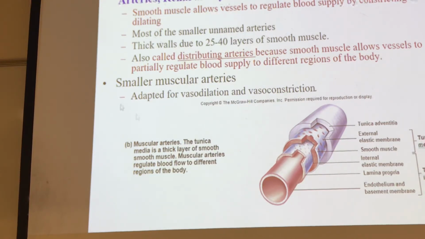They're also called distributing arteries because smooth muscle allows vessels to partially regulate blood supply to different regions of the body, so they can distribute blood to the active areas of the body. Again, muscular arteries are usually named after the organ they go to. Another one we probably mentioned is the radial artery, and the ulnar artery; those are muscular arteries as well.